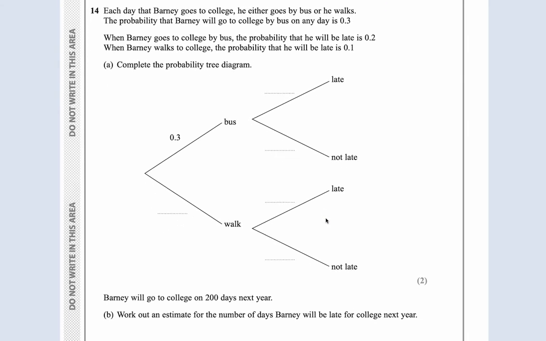14, tree diagram. You should, guys, always be happy when you see a tree diagram question. Well, generally, sometimes they're really hard, but this one's not. So each day Barney goes to college. The probability that he will go to college by bus is 0.3. So straight away, guys, that's 0.3, that's 0.7. When he goes by bus, the probability to be late is 0.2. That's 0.2, that's 0.8. When he walks to college, the probability he will be late is 0.1. 0.1, not late, 0.9. 2 marks, easy peasy.